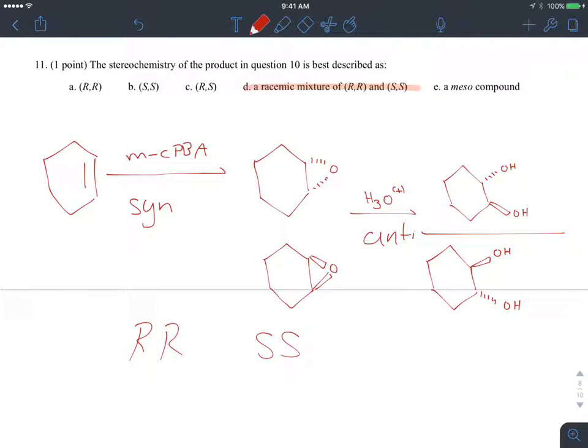And so overall, I hope that all came together to make sense as to why the answer here is D, a racemic mixture of RR and SS, and that all stems back from the third reaction in question 10, where we have the MCPBA create 50% of both cis possibilities for the epoxide ring.